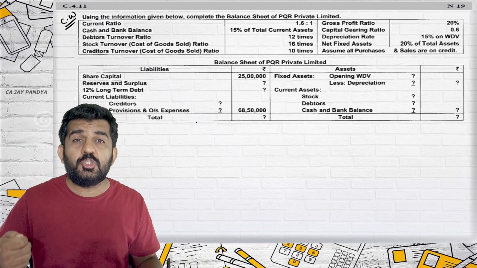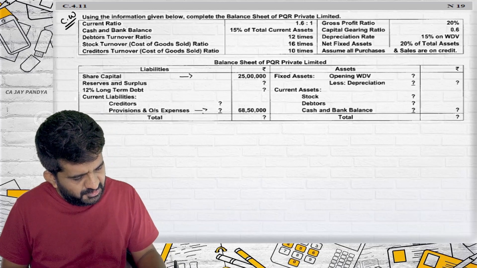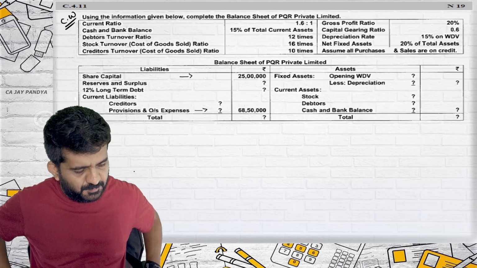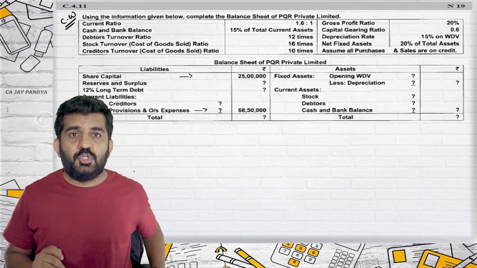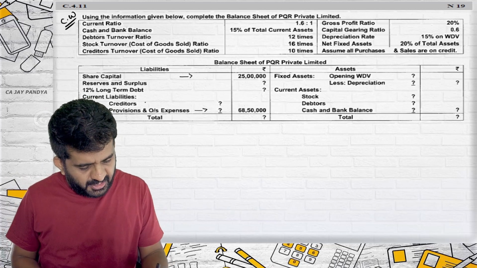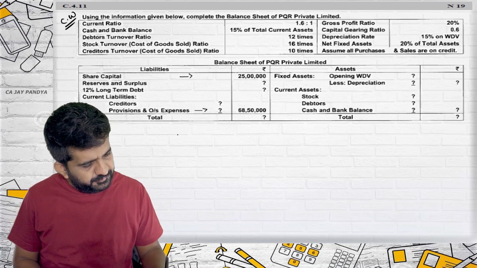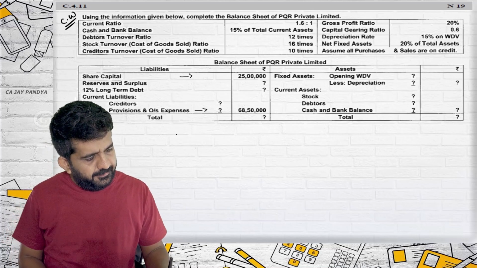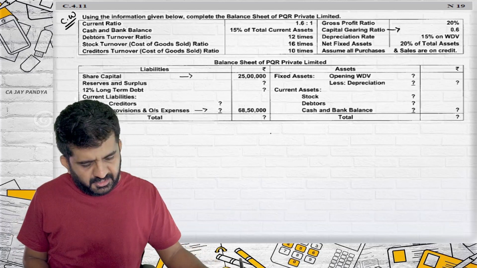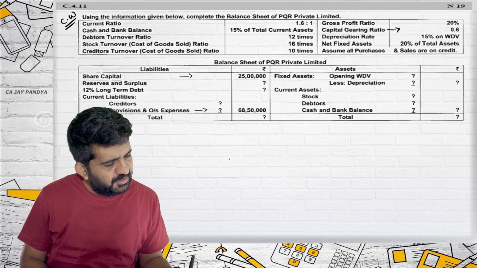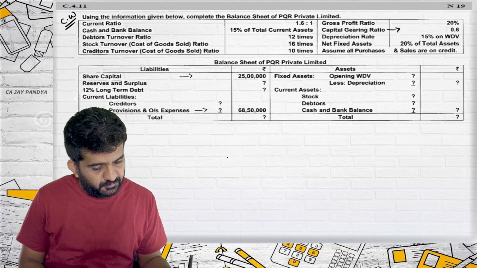Now, which is the notional figure given or nominal figure given? Only two: share capital, provision, and outstanding expenses. There is no other figure given. So, which is the ratio which is based upon either share capital or provision and outstanding expenses? Let us find it out first. Except this, the capital gearing ratio also needs reserves, which is also not there.